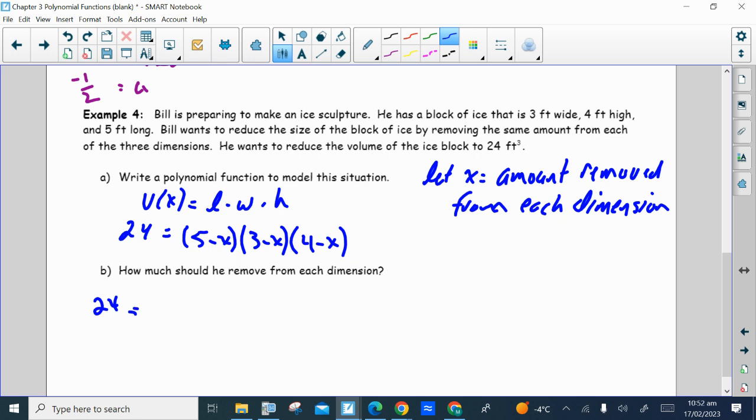So the first 2, if I FOIL that out, 5 times 3 is 15. The outer product is minus 5x. The inner minus 3x. That gives us minus 8x plus x squared. Times the 4 minus x.